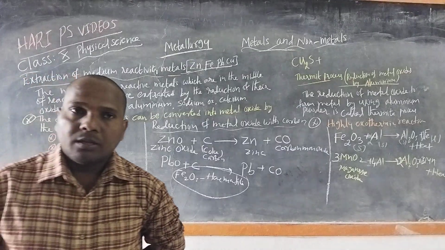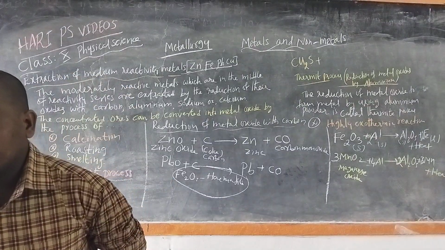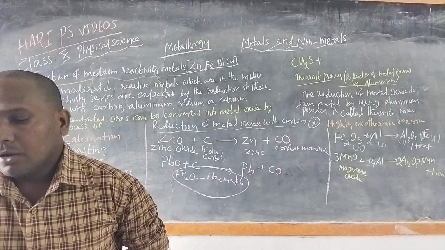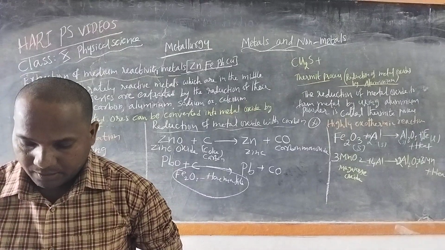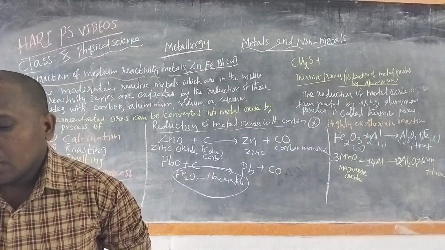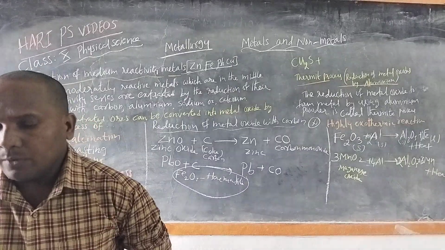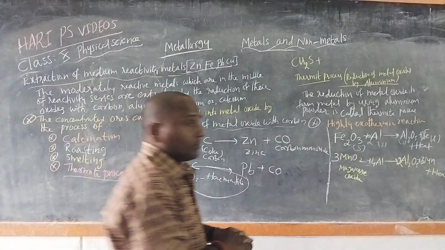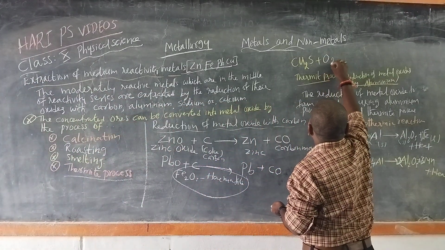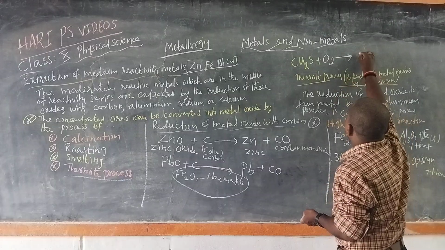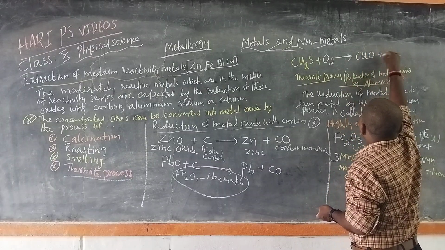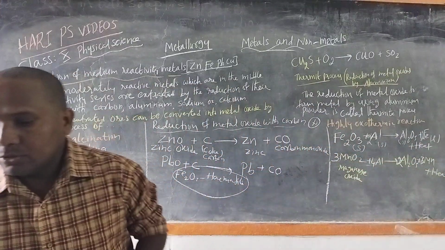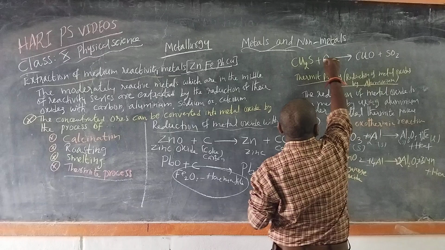Okay, auto self reduction. By the process of auto reduction, or self reduction, of sulfide ores in the extraction of copper from copper sulfide ore, the ore is subjected to partial roasting in air. So this Cu2S is combined with oxygen. It forms Cu2O and sulfur dioxide.